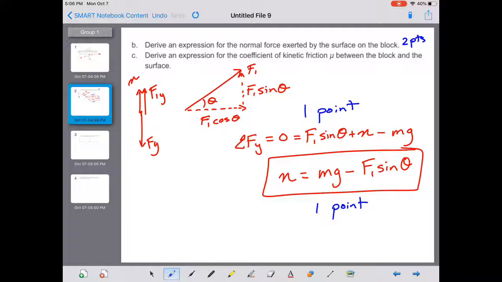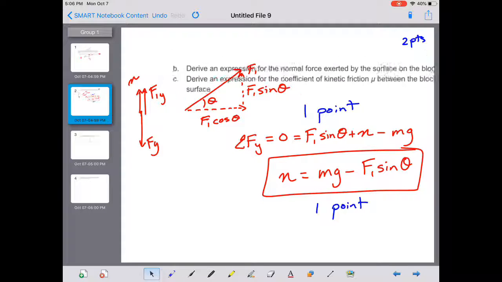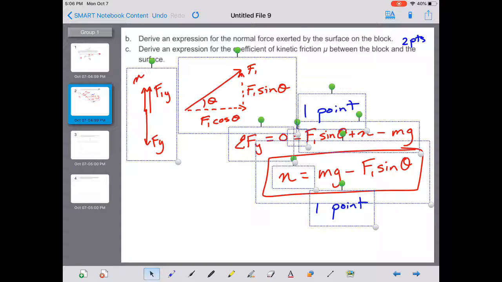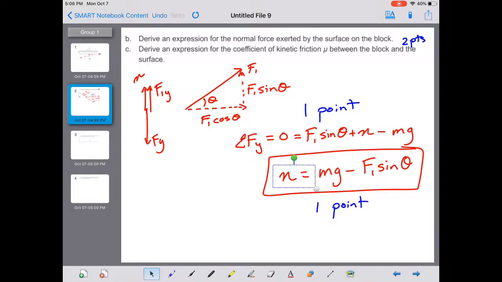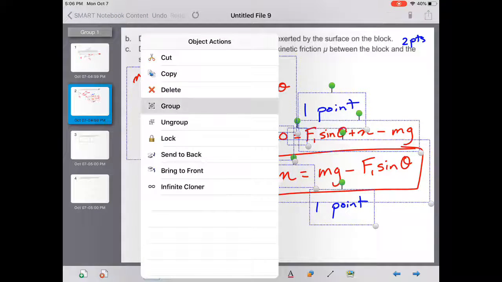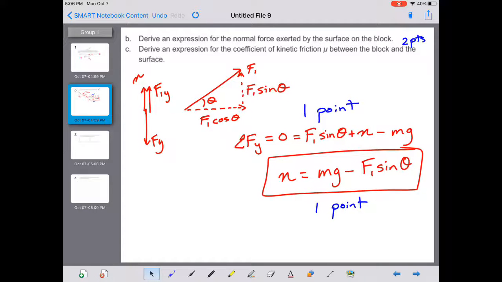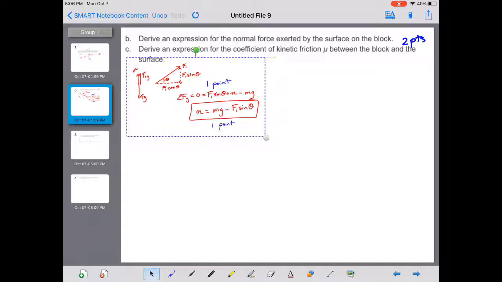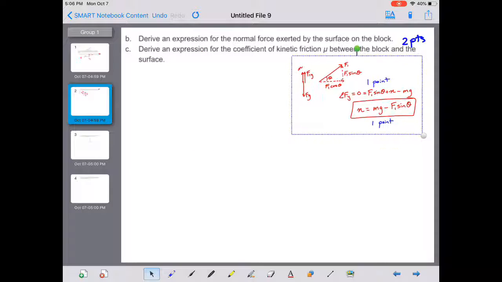Moving on to part C, I'm going to kind of move all this here real quick. Give me 1 sec. Group that. Okay, move this up here.